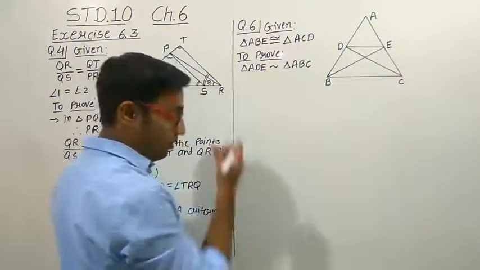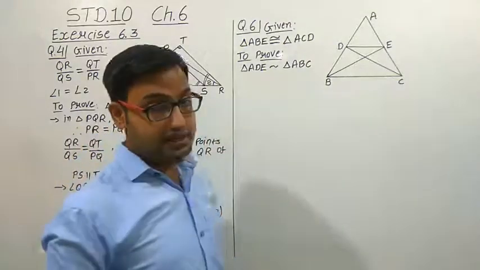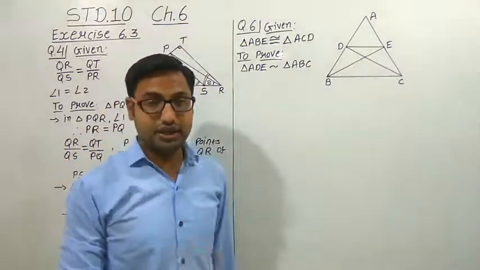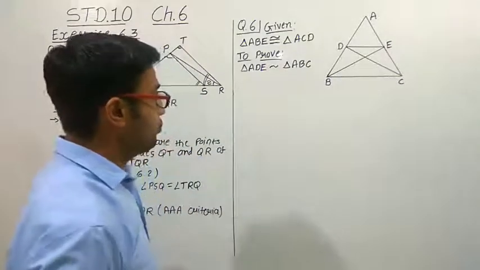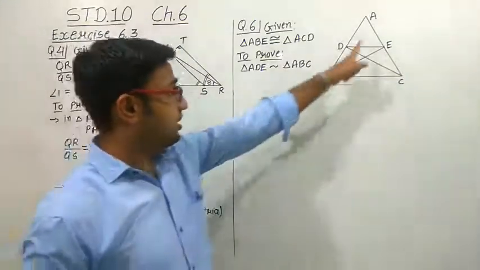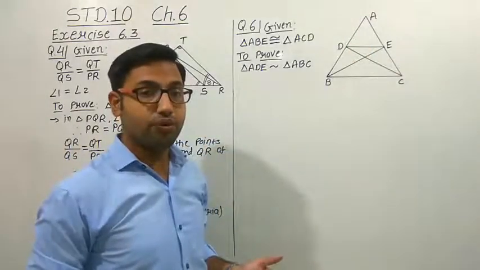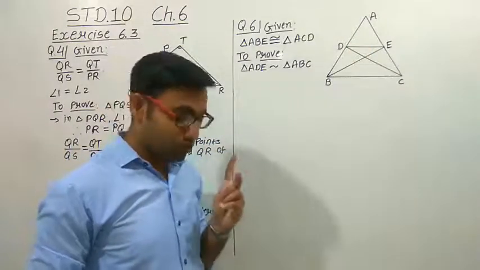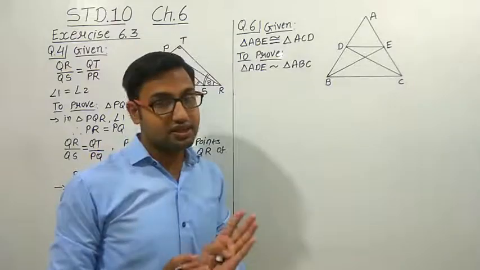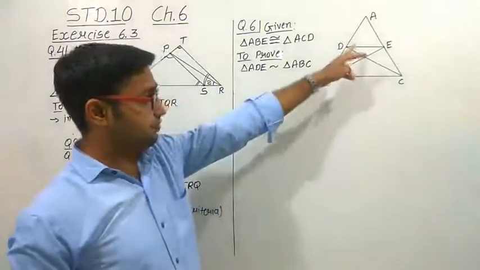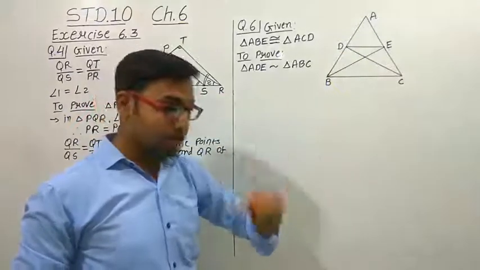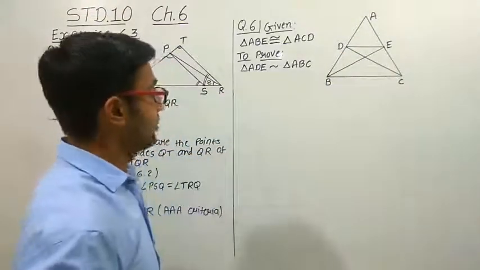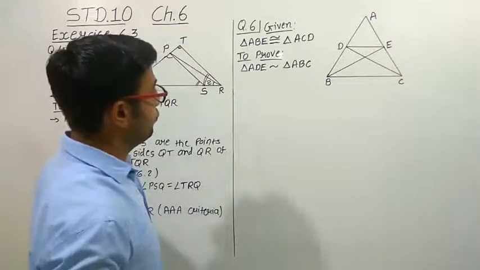Now we have the three criteria: angle angle, side side side, and side angle side. Out of these three criteria, we have to use one of them. Out of that, we already have an angle. So now two criteria are remaining. Side side side we cannot use here because an angle is there. So either angle angle or side angle side criteria we can use here. So let us see what we can do further.